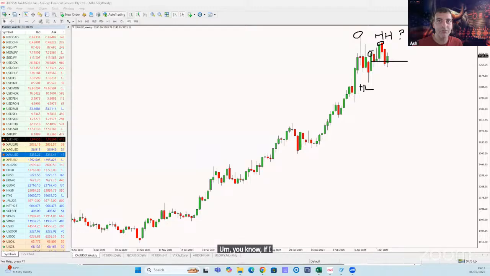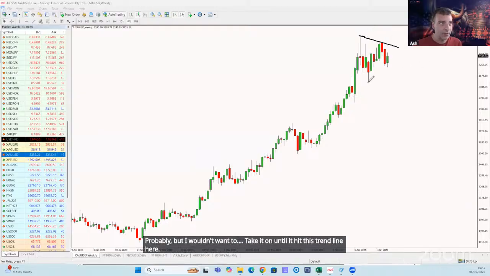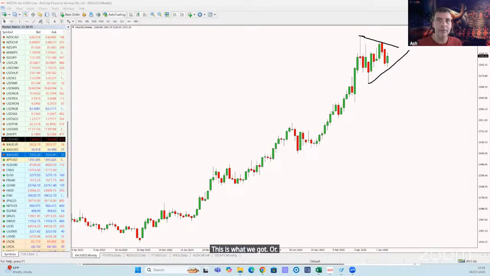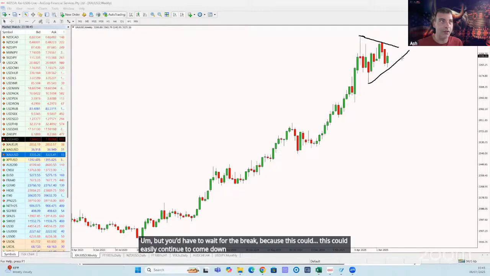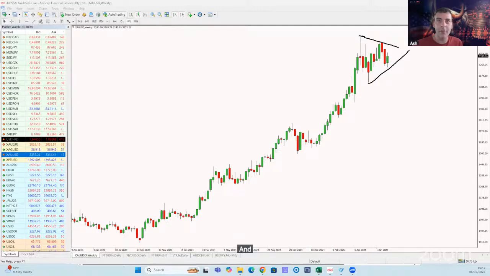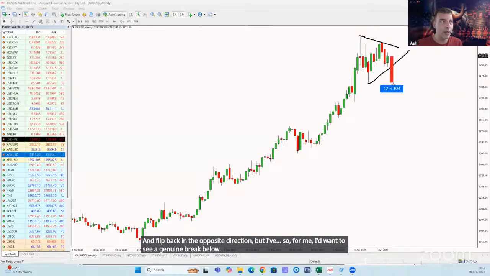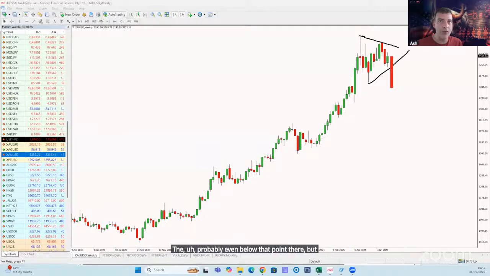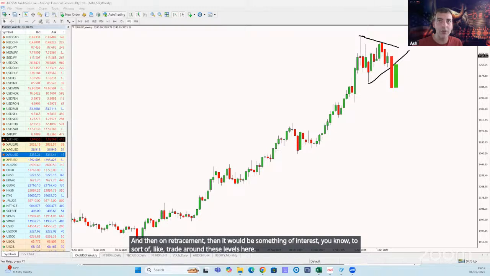If I was going to trade this, I'd probably look for short, but I wouldn't want to take it on until it hit this trend line here. This is what we got, or a break to the downside. But you'd have to wait for the break, because this could easily continue to come down to the lower end of this band and flip back in the opposite direction. So for me, I'd want to see a genuine break below the trend line, and then on retracement, it would be something of interest, to trade around these levels here and hit that horizontal level.